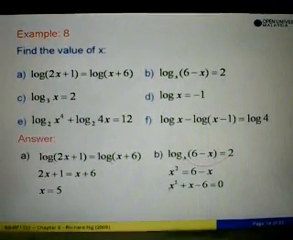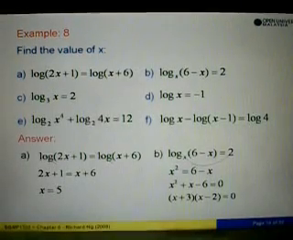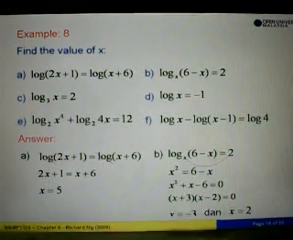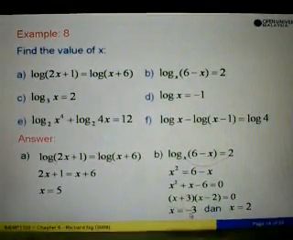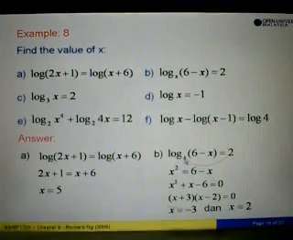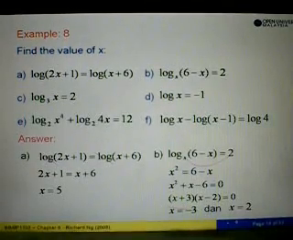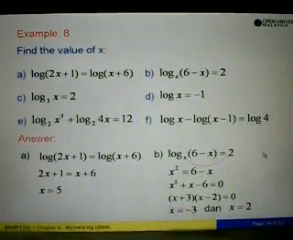So next step is to factorize it. When we factorize x squared plus x minus 6, we will get x plus 3 and x minus 2. So therefore x will equal negative 3 and x equals 2. But in log, we do not have a negative base. So since there is no negative, we cancel off this answer of x equals negative 3 and we just take the value of x equals 2.